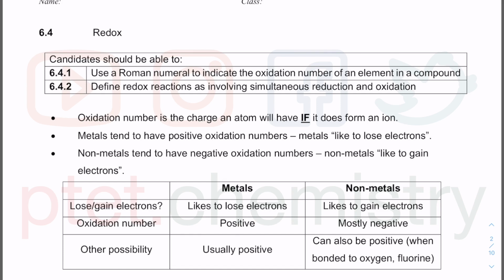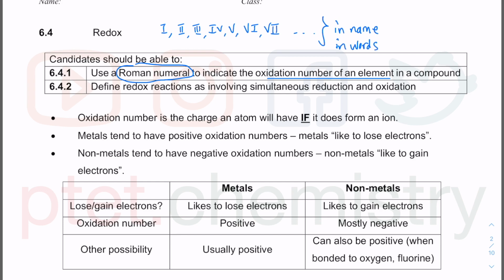So in the syllabus, it says candidates, meaning you as students, must use a Roman numeral. Roman numeral, just like for your group number. So you have to know this is 1, this is 2, this is 3, 4, 5, 6, 7, and so on. There's the Roman numeral, and there's the indication of the oxidation number of an element. This is in the name, when you're writing out the name in words.